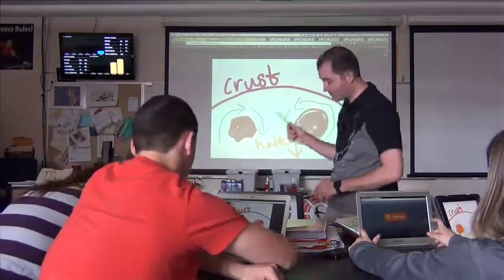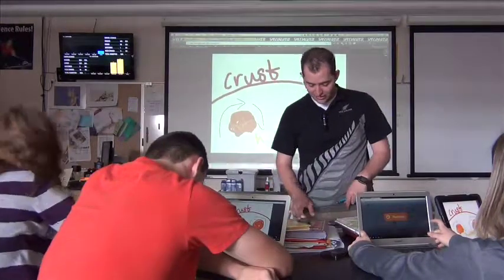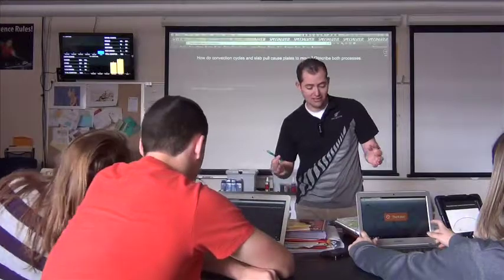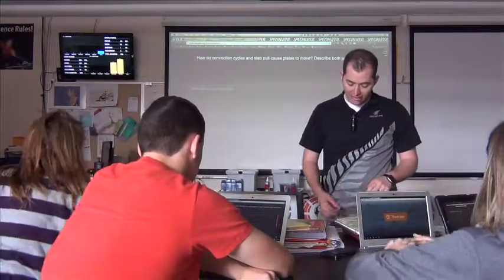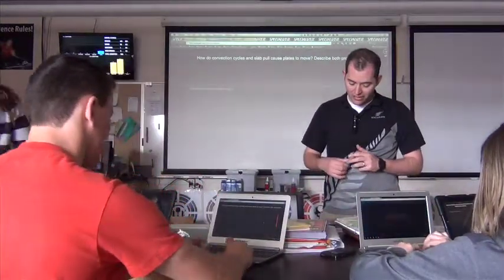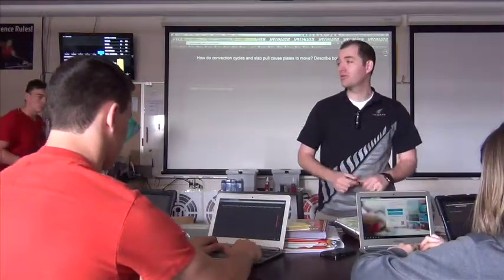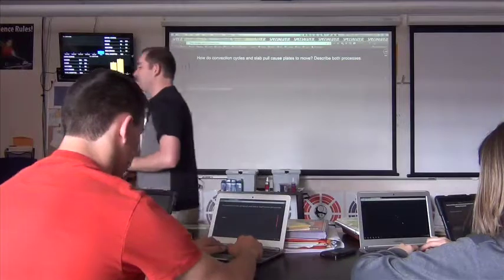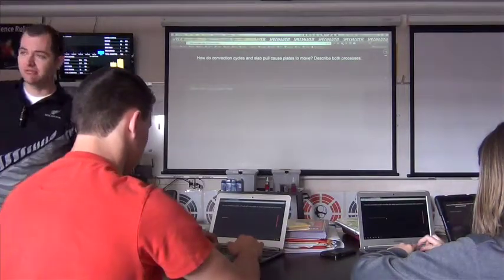Okay, so we're showing movements. Good. Okay, so you will likely be asked to diagram those things. This is in preparation. How do convection cycles and slab pull cause plates to move? Describe the processes. How do convection cycles make plates move, and how does slab pull make plates move?